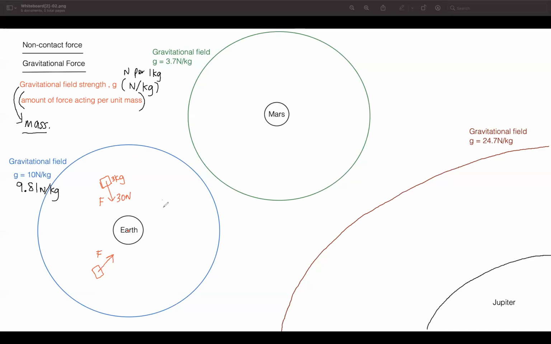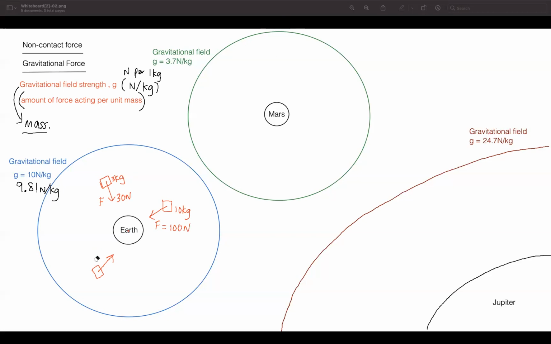Now, if I have 10 kg placed in the field, the force is pulling it in this direction. Oops, sorry, let me correct it. Okay, in this direction. So the body will move in this direction, same as the force direction. How much is the force? For every kg, there is 10 Newton. So for 10 kg, you multiply that, 100 Newton is pulling it down.